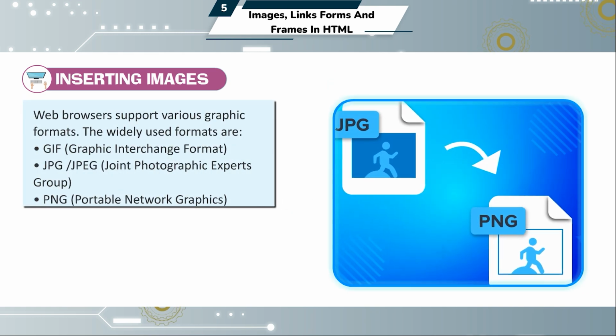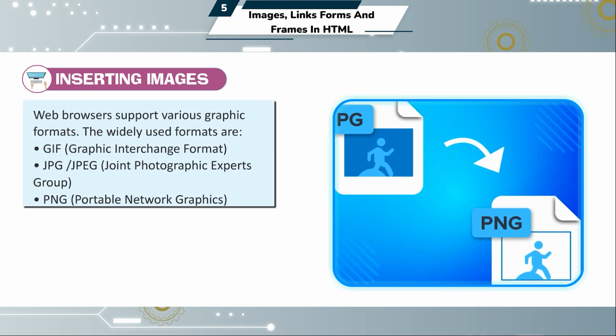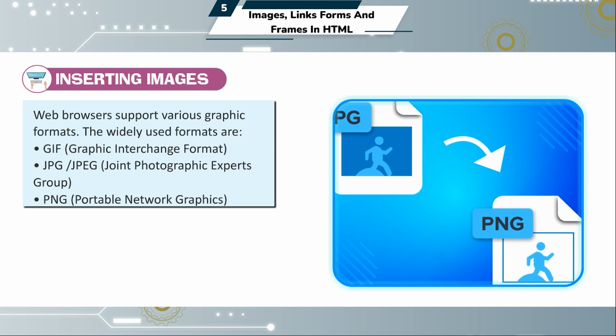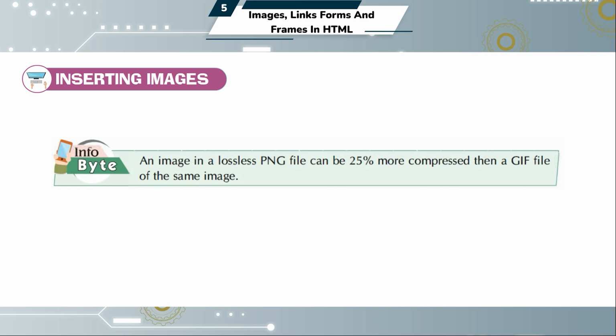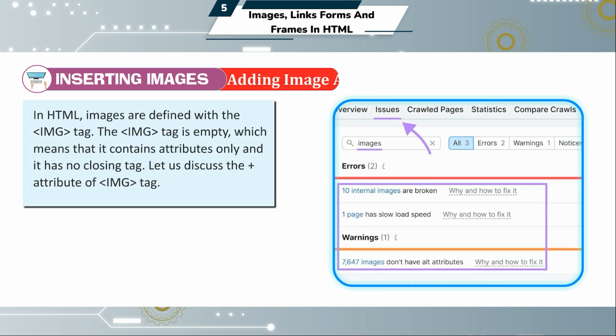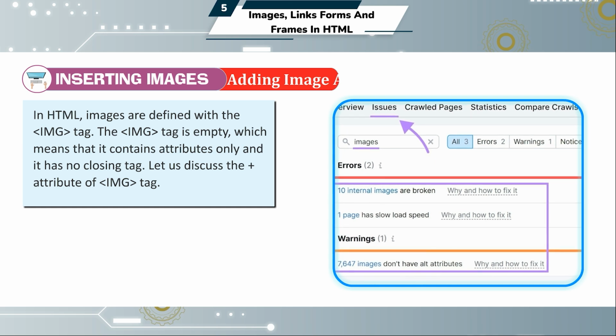Web browsers support various graphic formats. The widely used formats are GIF, Graphic Interchange Format, JPG/JPEG, Joint Photographic Experts Group, and PNG, Portable Network Graphics. Info byte: an image in a lossless PNG file can be 25% more compressed than a GIF file of the same image. IMG tag. In HTML, images are defined with the IMG tag.